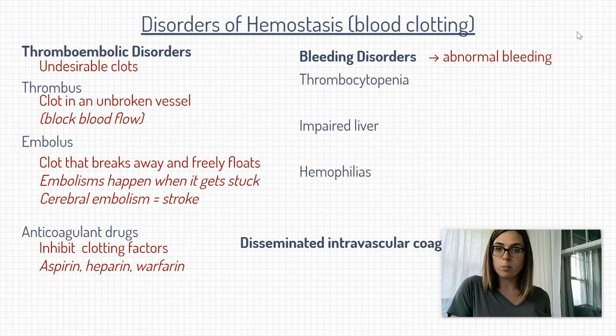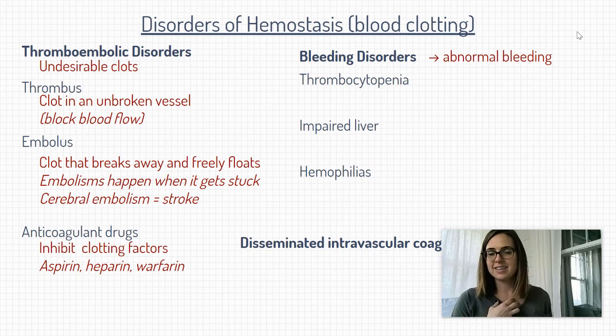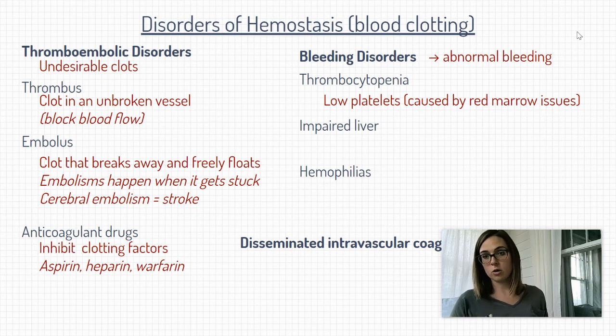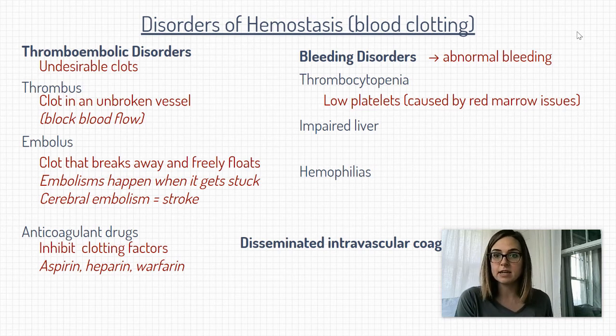All right, so bleeding disorders, this is when you are bleeding abnormally. So there's normal bleeding and not normal bleeding. If you're bleeding and it doesn't stop, that would be an example of hemophilia, for example. But someone might also bleed uncontrollably if they have low platelets. That is thrombocytopenia, where you have low platelets, usually due to an issue with your red marrow. It could be a side effect of cancer of the bone or other diseases that affect your bone marrow. People with certain bone diseases aren't producing platelets, and so their blood won't stop bleeding if they get an injury.